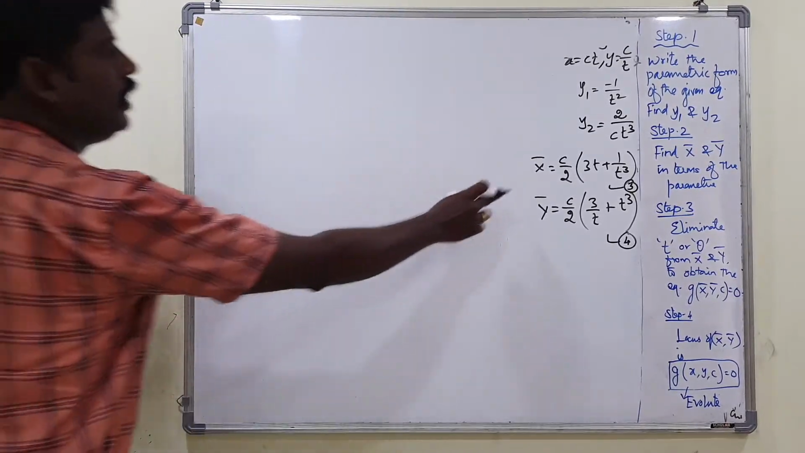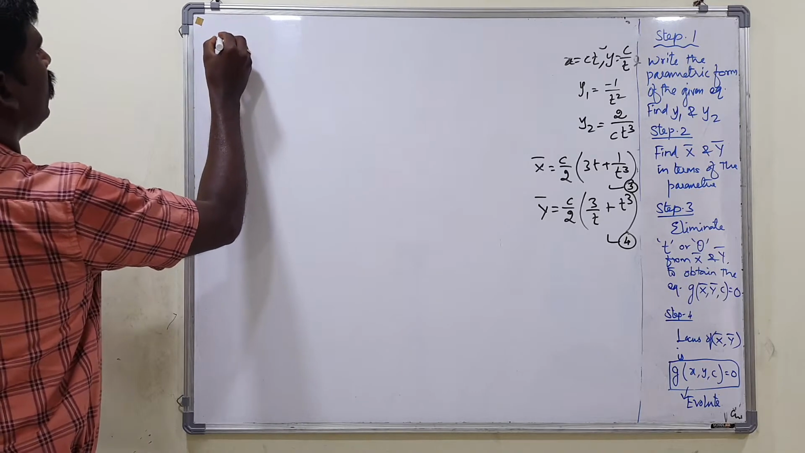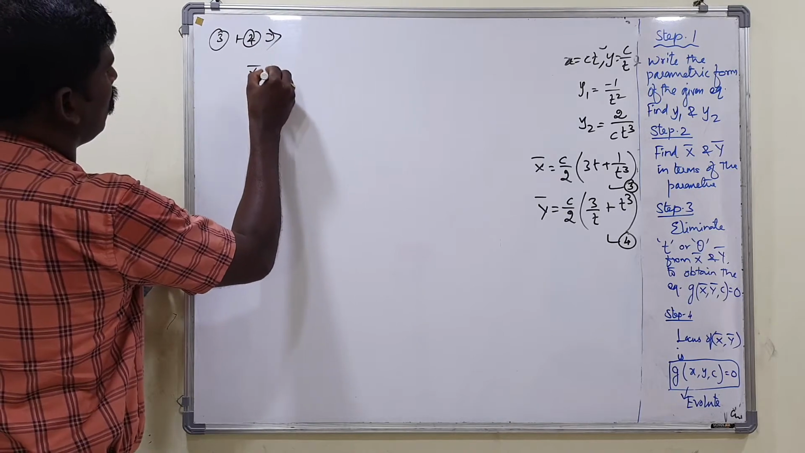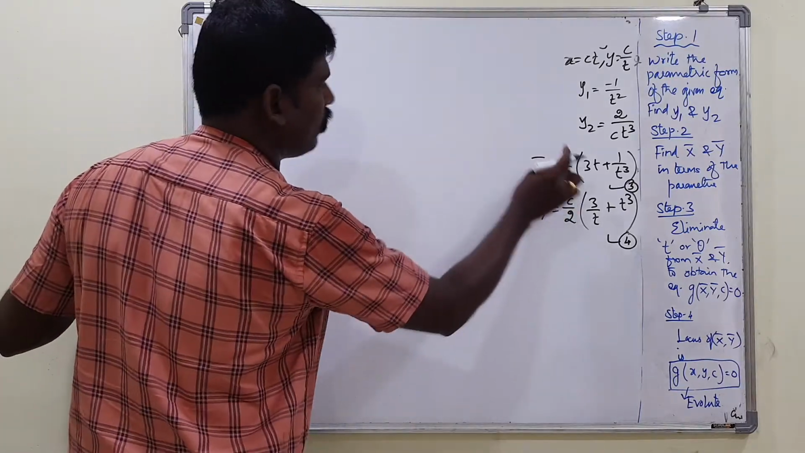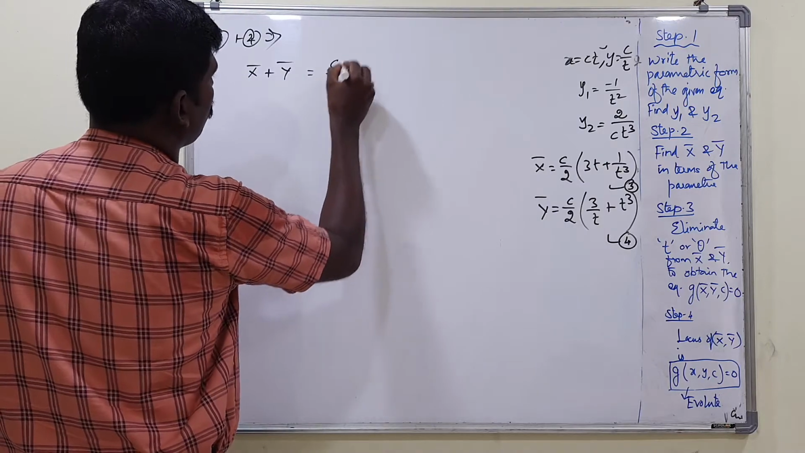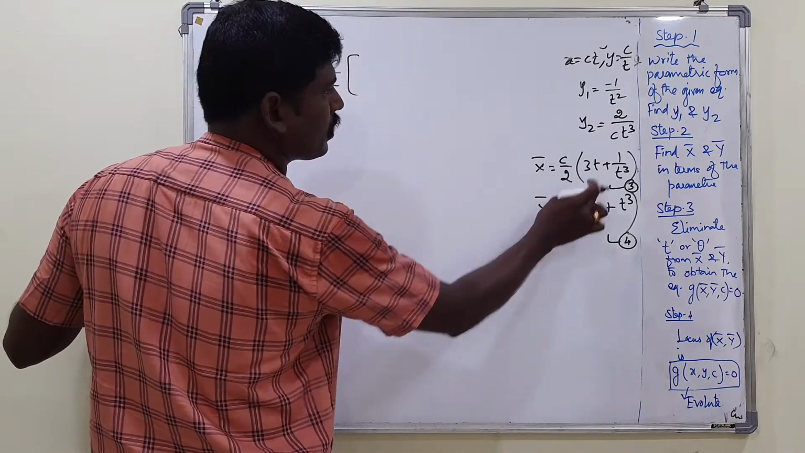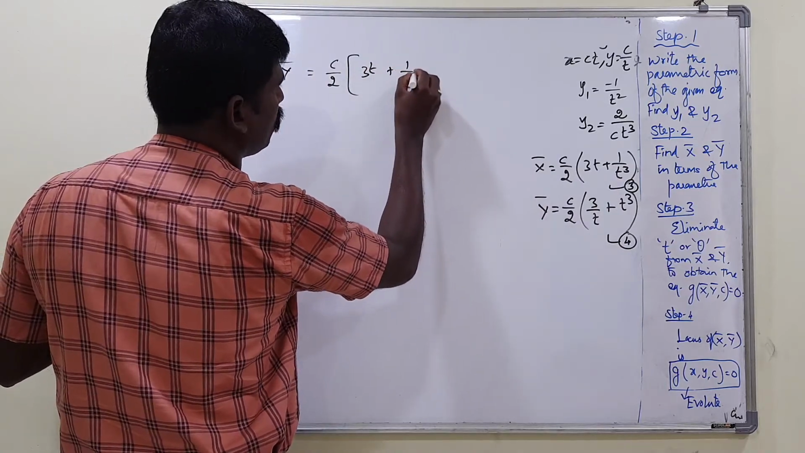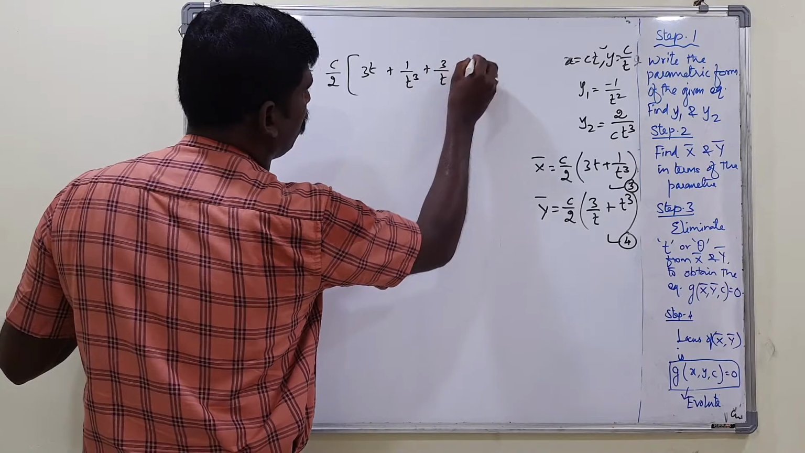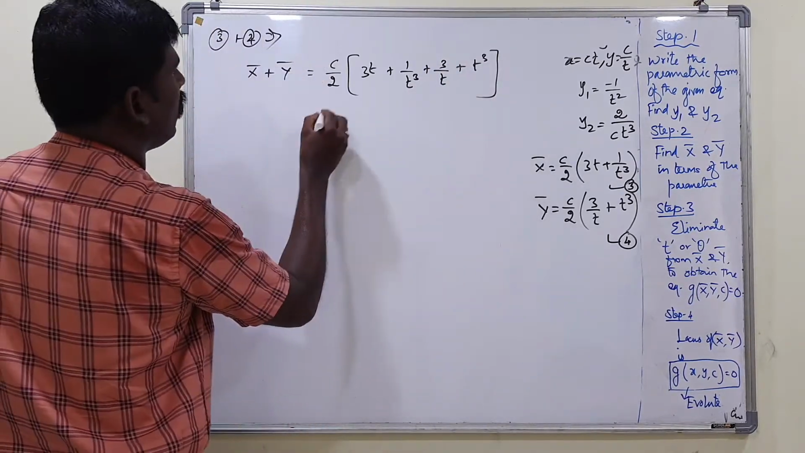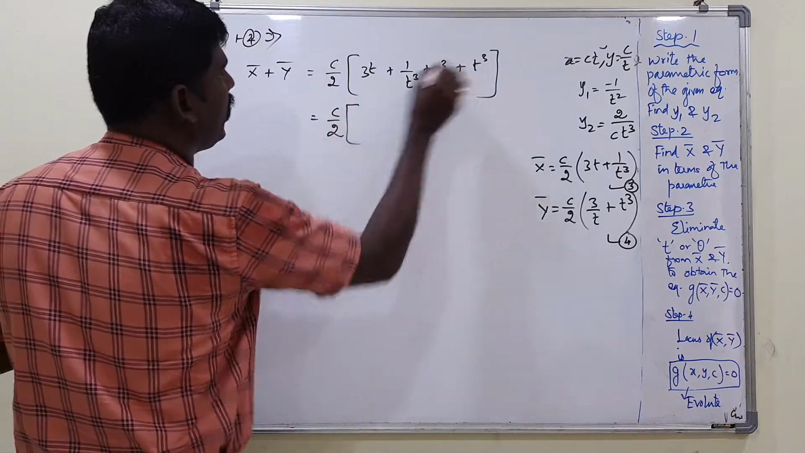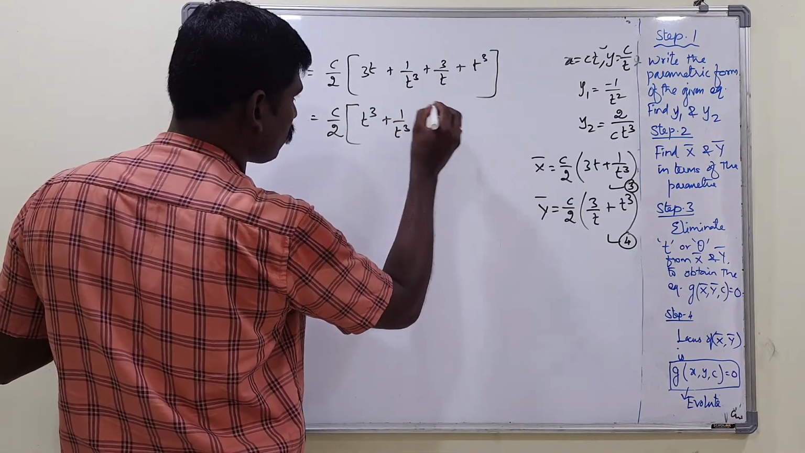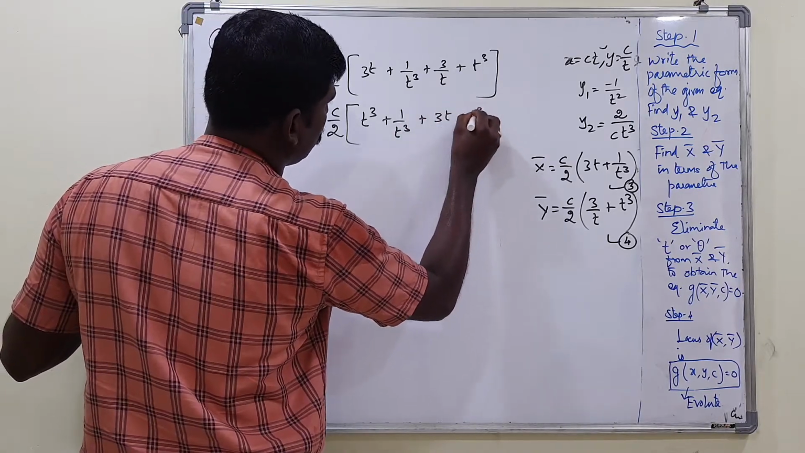Now adding 3 and 4, 3 plus 4 implies x bar plus y bar. I am going to add both of the two. That is equal to c by 2 as common from both of the two terms. So I keep it as common, and I add the terms inside the bracket. So 3t plus 1 by t cube plus 3 by t plus t cube. Now I am going to rewrite these terms as t cube plus 1 by t cube plus 3t plus 3 by t.